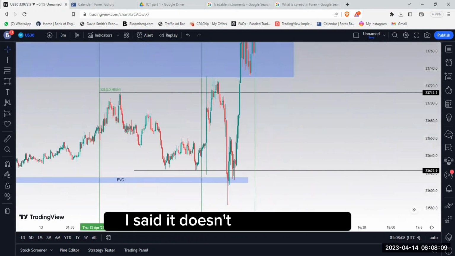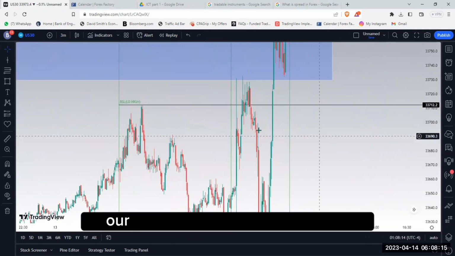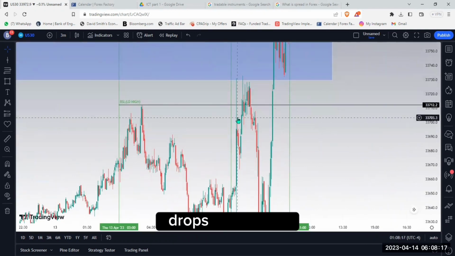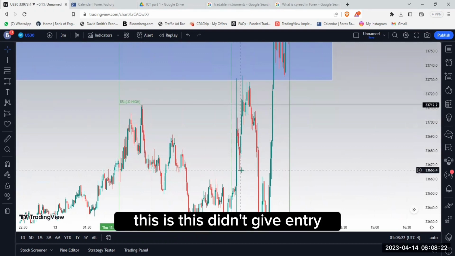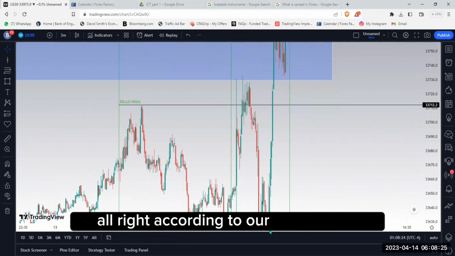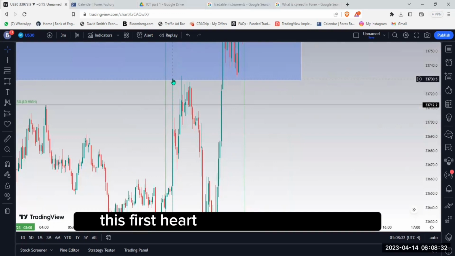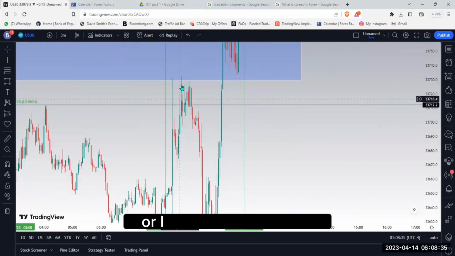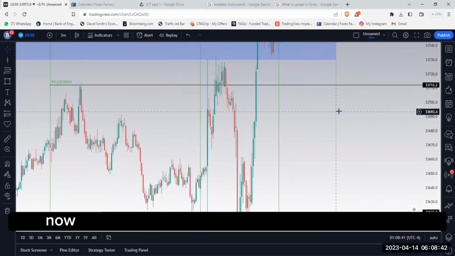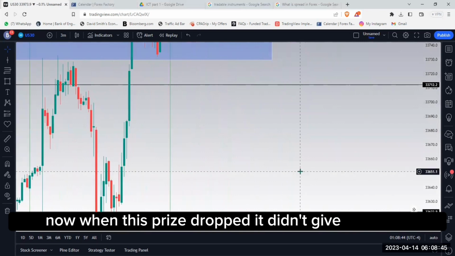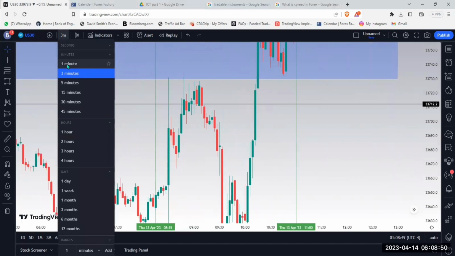I said it doesn't really have to trade into it that much. Price tapped into it and dropped down a bit. This didn't give entry according to our entry model. Eventually it traded above again, even above this first high that was caused by PPI. They struggled around here and dropped. When price dropped, it didn't give you an FVG in this time frame, even in the 1 minute time frame, for you to make entry.